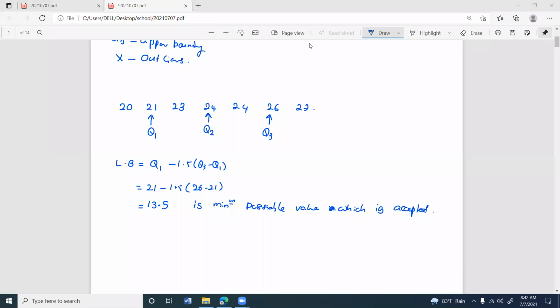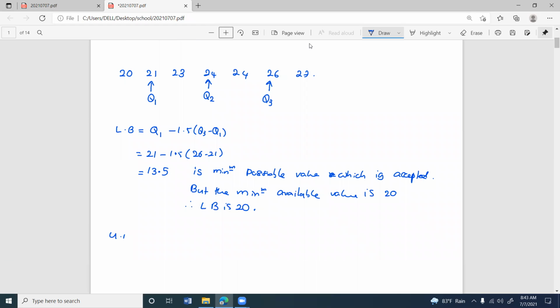But what is the minimum available value in this set? It's 20. The minimum available value is 20. Therefore, the lower boundary is 20, and there's no need to worry about 13.5 at all. If you come across anything lower than 13.5, we consider 13.5 the lower boundary and mark that value as an outlier. I will do one question similar to that later, and we will go ahead with that.